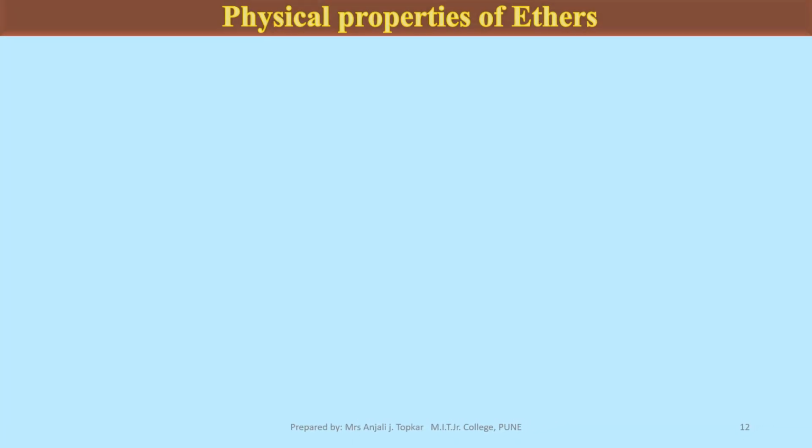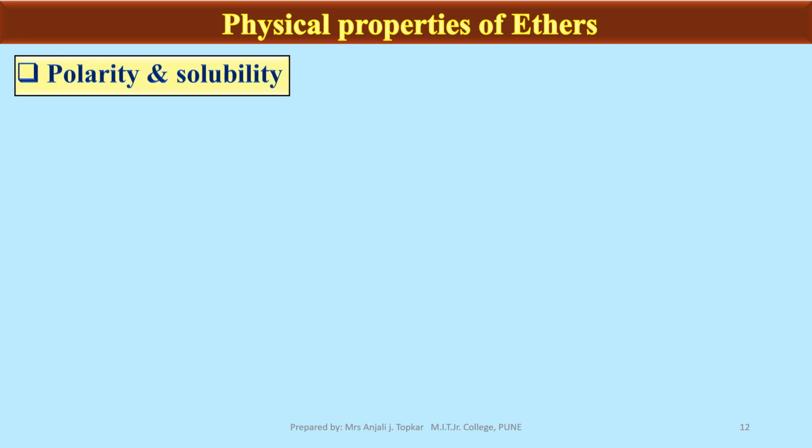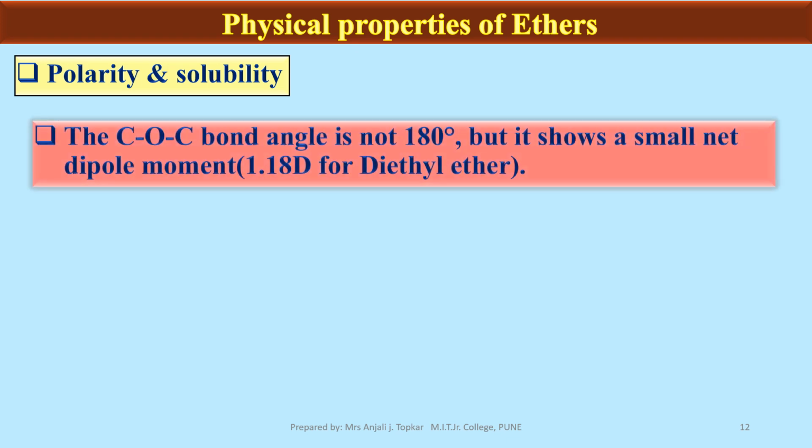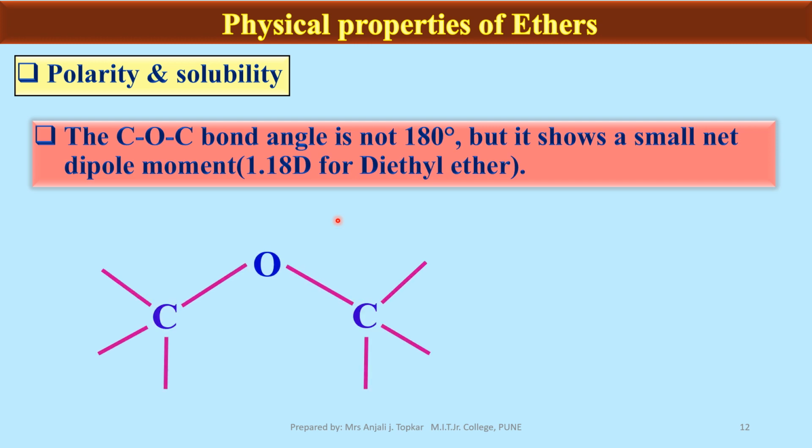Not 180 degrees, but it shows a small net dipole moment, that is 1.18 D for diethyl ether. Here the bond dipole moments of the two C-O bonds do not cancel each other, and therefore ether possesses a net dipole moment, as in the case of diethyl ether.